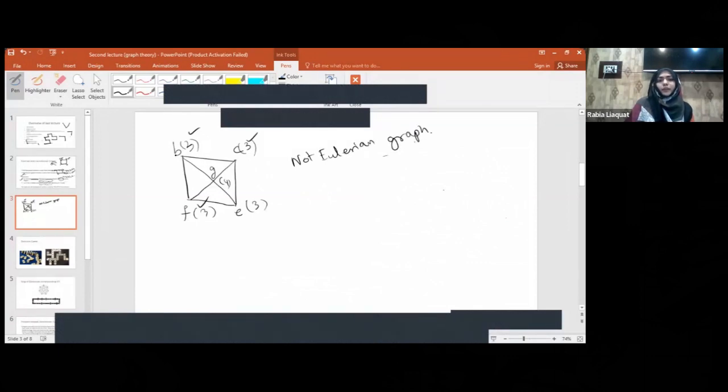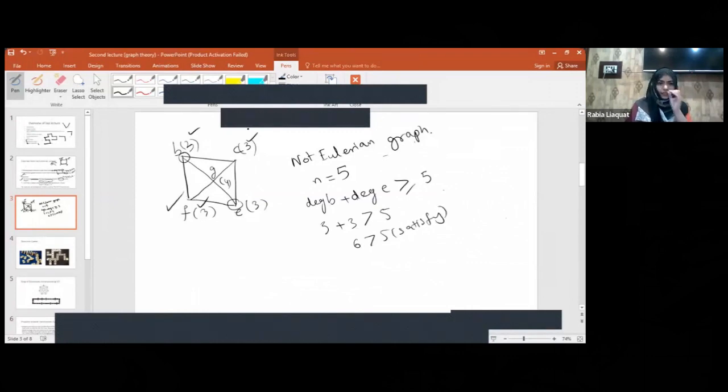Now, how many vertices here? 1, 2, 3, 4, 5. Means n is equal to 5. Now take non-adjacent vertices. For example, I choose B and E. The degree of B plus the degree of E should be greater than or equal to 5. So 3 plus 3 is greater than 5. Satisfied. So this is a Hamiltonian graph but not an Eulerian graph.